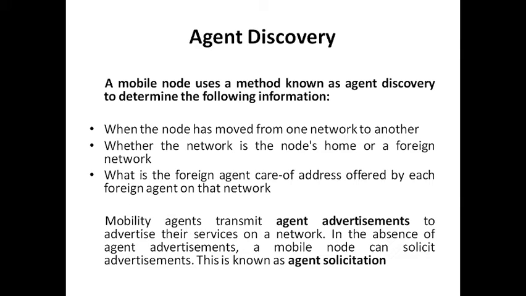For many days we have been discussing mobile IP: how a packet moves from one place to another, and even after moving, how the mobile device still maintains the communication. How does mobile IP maintain this communication? We are discussing that. In the last classes we discussed IP packet delivery, where the correspondent node sends packets to the mobile node, and the mobile node also sends packets to the correspondent node.